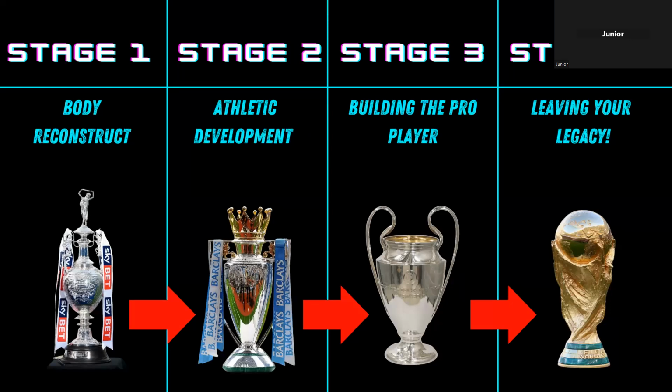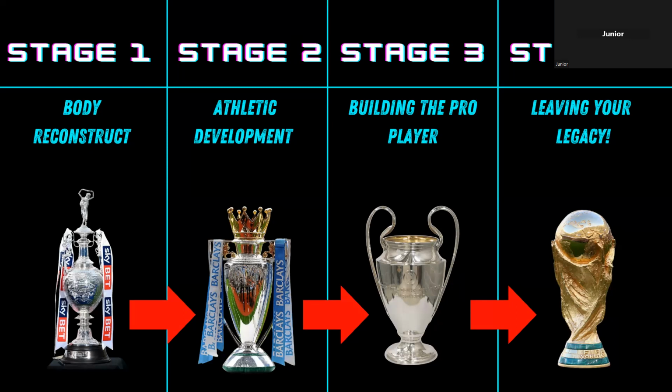So we have 4 stages on the football performance program that you will inevitably go through. Now, for somebody, it may look different. You may be starting at a different stage, but for the majority of people, we are going to start off in stage 1, which is the body reconstruct phase. Then we move into stage 2, athletic development. Stage 3 is building the pro player. And then stage 4 is leaving your legacy.